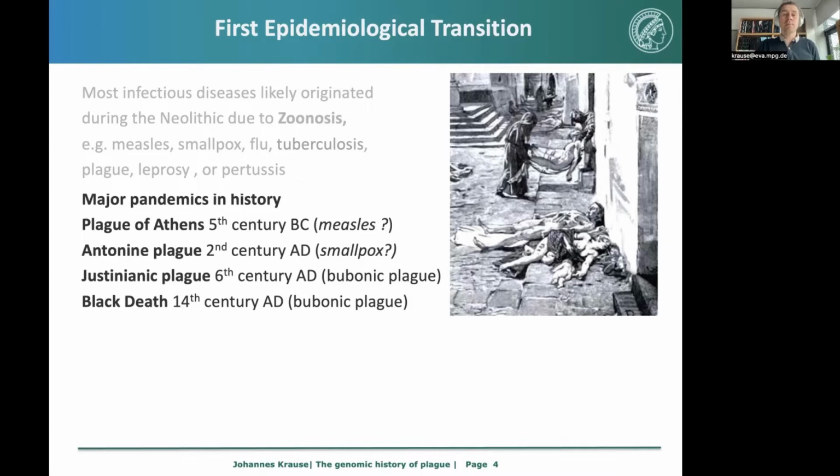Some people think it was smallpox, but no pathogen has been isolated yet from that time period. The Justinianic plague is also quite famous. I will talk more about that as the first plague pandemic. We know it was caused by plague based on molecular biology evidence now, ancient DNA. But it also had a tremendous effect on human history.